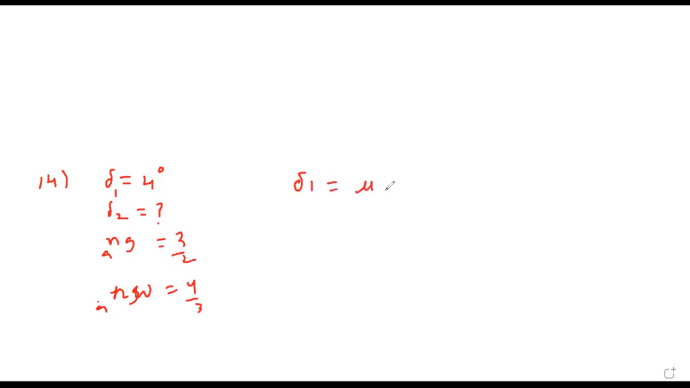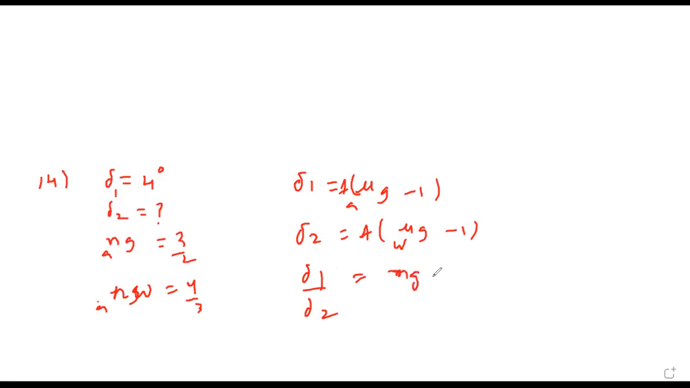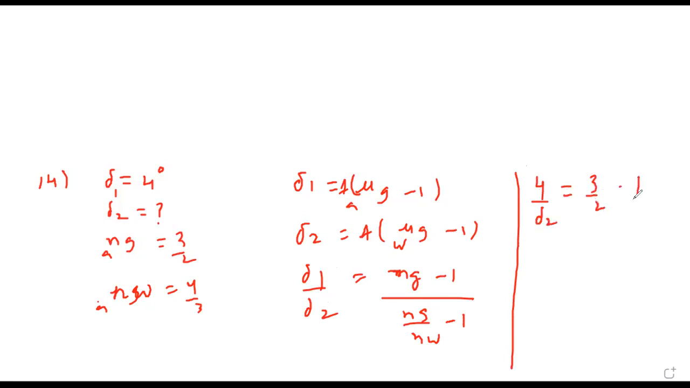So delta 1 when in air is A into (mu of glass with respect to air minus 1). And delta 2, A will remain same, is A into (mu of glass with respect to water minus 1). So delta 1 upon delta 2 is (n g minus 1) upon (n g upon n water minus 1). So 4 upon delta 2 is (3 by 2 minus 1) upon (3 by 2 upon 4 by 3 minus 1).